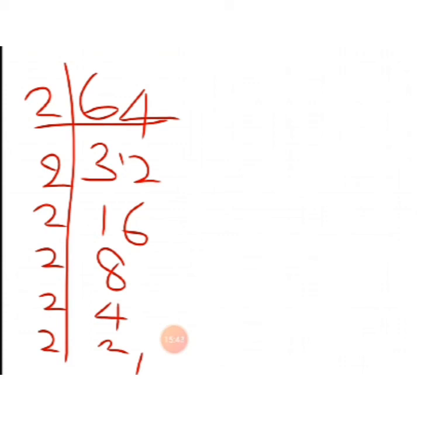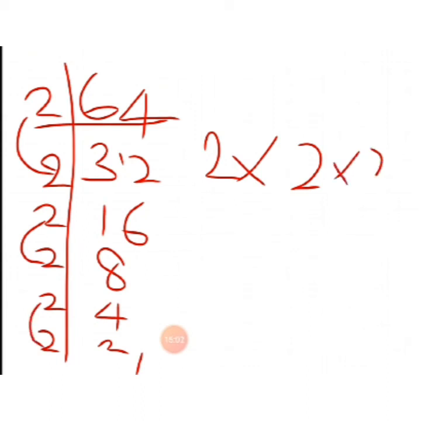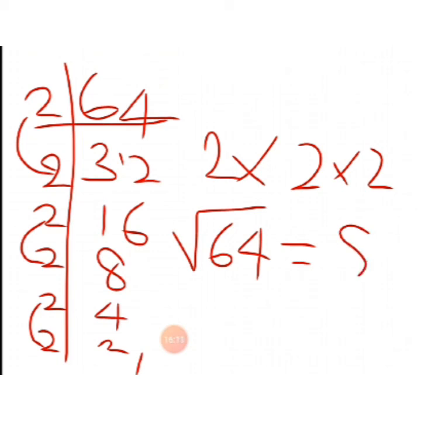So this isn't the final answer, because we've been asked to find the square root. What you do is you pair this in twos and bring out one of them representing. You pair the next group and bring out 1. You pair the last group and bring out 1. Thus, the square root of 64 is equal to 8. 2 times 2 times 2. So the square root of 64 is 8.